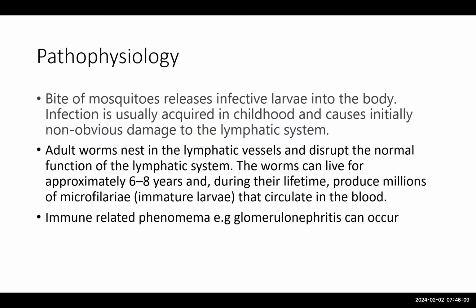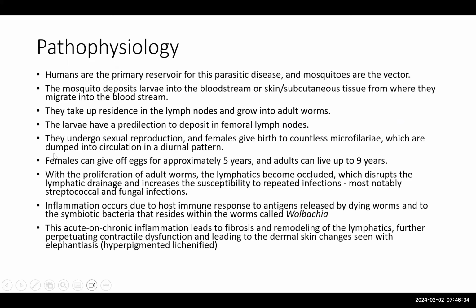So the main pathophysiology is that the larvae are deposited either into the bloodstream or the skin, and they migrate through the dermis or subcutaneous tissue into the lymphatics. The adult worms nest within the lymphatics and cause obstruction and chronic inflammation, and they can live pretty long, so 6 to 8 years, even longer. I think the females can live up to 9 years, and they produce many microfilaria, which perpetuates infection in endemic areas. We could also have immune-related phenomena like glomerulonephritis. So humans are the primary reservoir. This is important, and this is why it can be eliminated, because we don't have animal or environmental reservoirs.